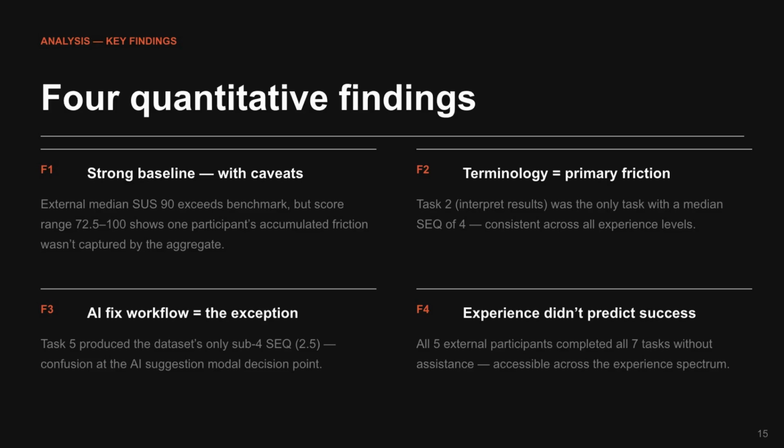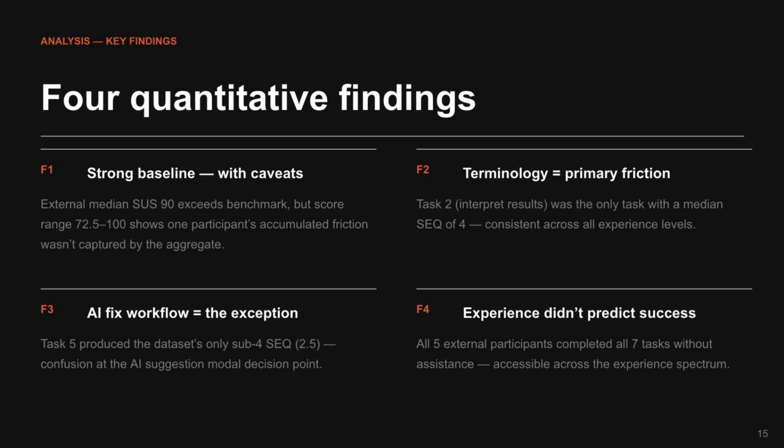Our SUS score median was 90, which falls well above the benchmark of 68, which is associated with above average usability. But something worth flagging is the scores ranged from 72.5 to 100, which tells us there was some meaningful variation within the group. The lowest SUS score of 72.5 was produced by a participant who also generated the most qualitative friction observations. Finding 2 was around terminology.